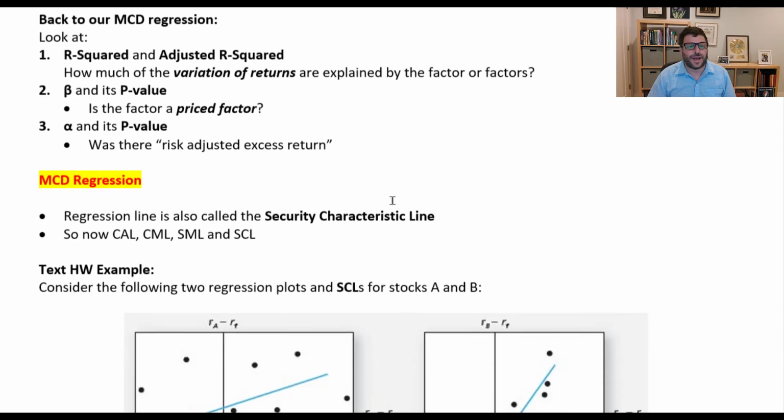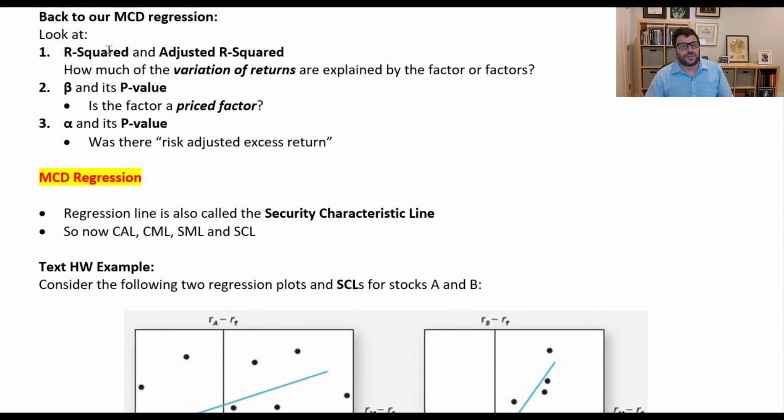We're going to go back to our McDonald's regression. We're going to look at the R squared and the adjusted R squared, and at how much of the variation of returns is explained by the factor or factors. We're going to look at beta and its p-value to determine if this factor, which in this case is the market, is a priced factor. And we're going to look at alpha and its p-value to see if there really were risk-adjusted excess returns. And so let's go to the spreadsheet.